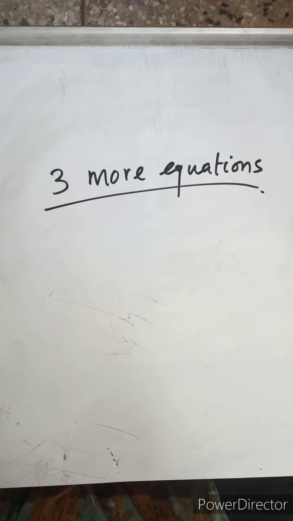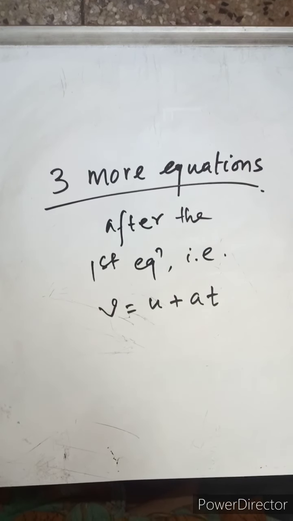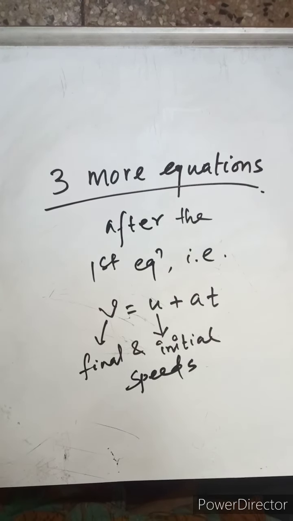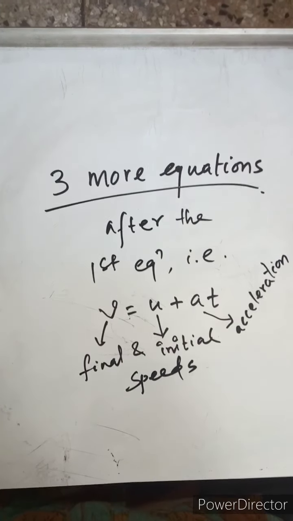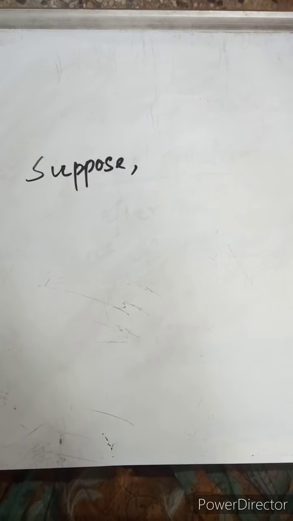In the last video, I discussed kinematics, the first equation of motion. Now we have three more equations to go for our complete set of equations of motion. After the first equation that we derived in the last video, that is v = u + at, where v and u are the final and the initial speeds and a is the acceleration. Remember, we are dealing with constant acceleration, and t is the time, obviously.